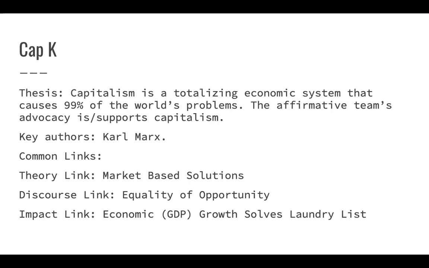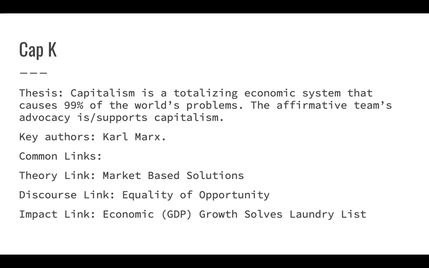The cap K, the thesis is that capitalism is a totalizing economic system that causes 99% of the world's problems. The affirmative team's advocacy supports capitalism. Key authors here: Karl Marx is the classic one, but you're probably not going to be reading Marx in round, though the Communist Manifesto is quite readable. I recommend it. But generally, if you're going to be going for a cap K, publications like Jacobin are the most accessible. The Monthly Review is another socialist publishing place, and that's where you're going to be getting most of your links.